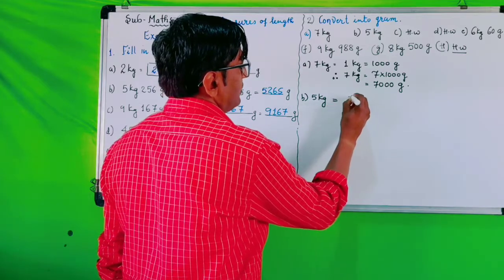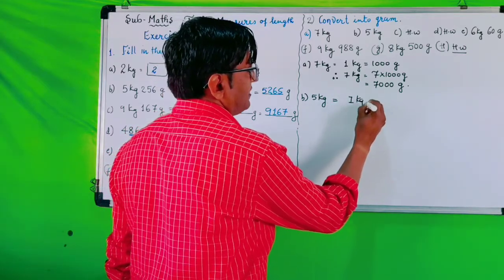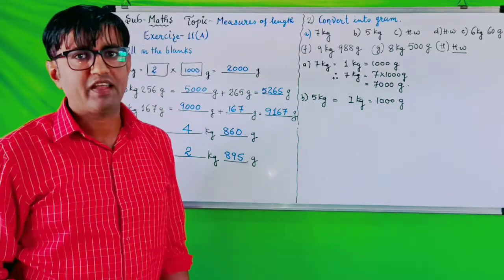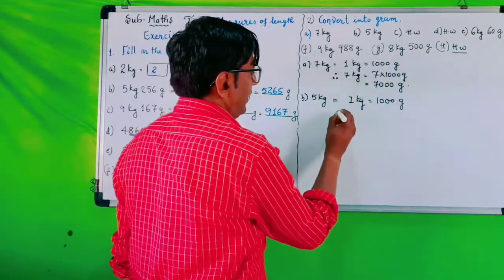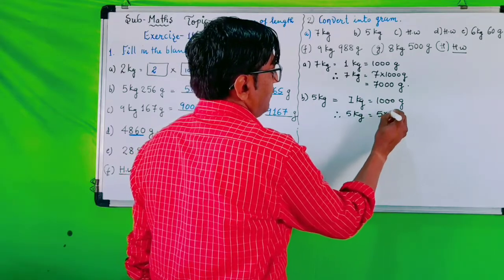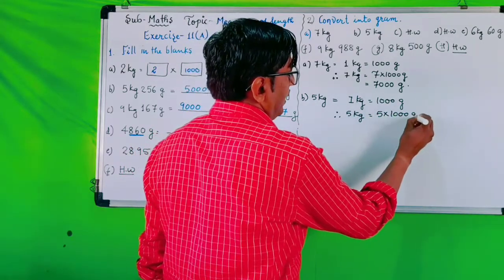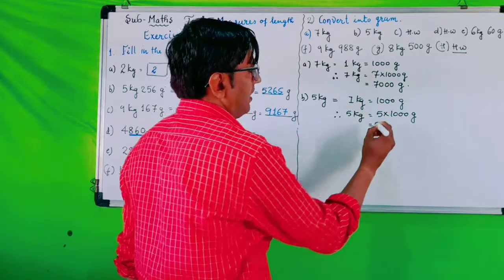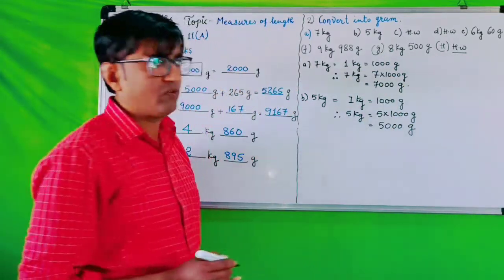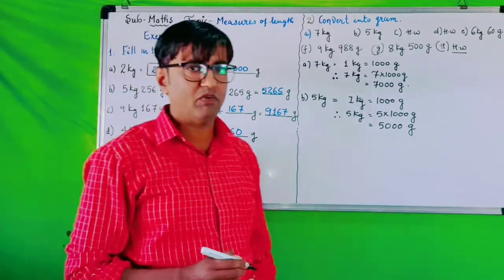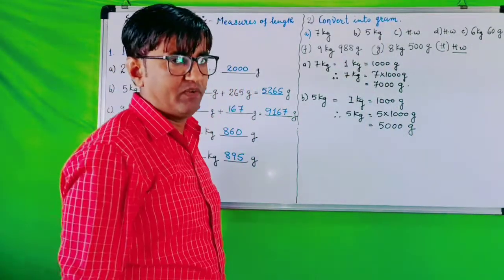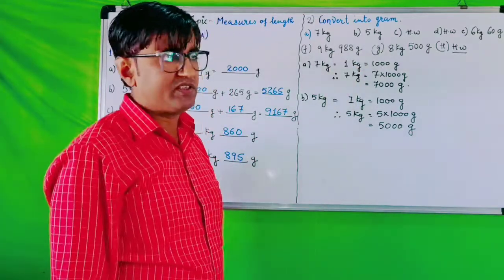B. 5 kg. First of all I will write 1 kg equal to 1000 gram. Now therefore 5 kg equal to 5 into 1000 gram. Therefore 5000 gram. 5 into 1000 means 5000, and the gram symbol we will put behind. Okay. C and D you have to solve by yourself. Similar type of questions are there.